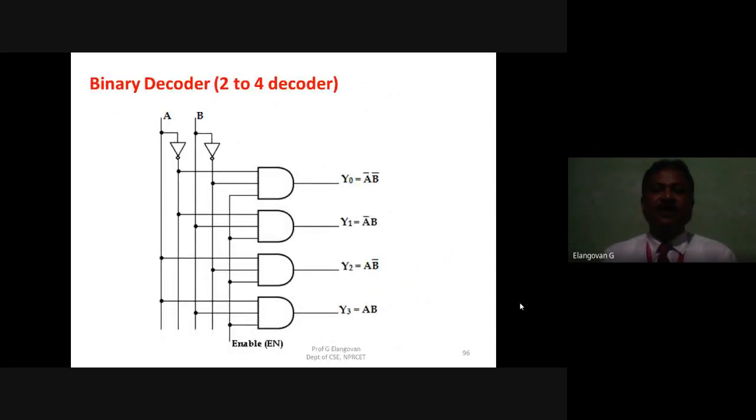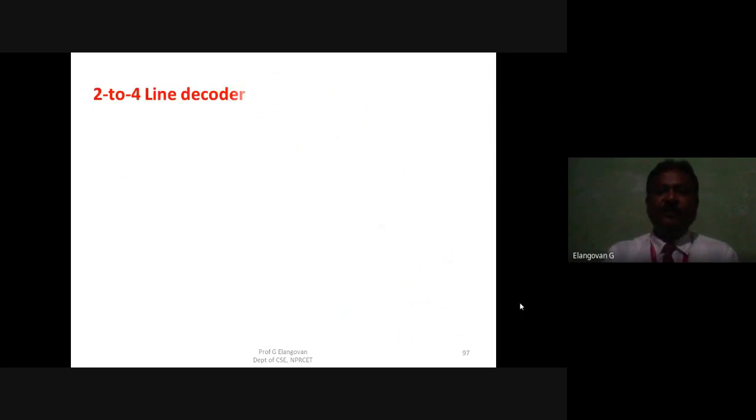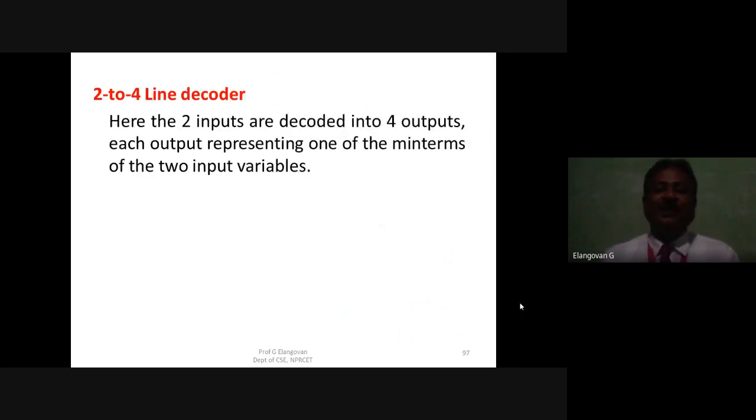This is a 2 to 4 decoder. There are two inputs, A and B, and another enable input. You will have 4 different outputs, so it is referred to as a 2 to 4 decoder. We will see how to design this. More specifically, in many texts it is called a 2 to 4 line decoder, because the question is which line is going to be active. To determine that, it is called a line decoder.